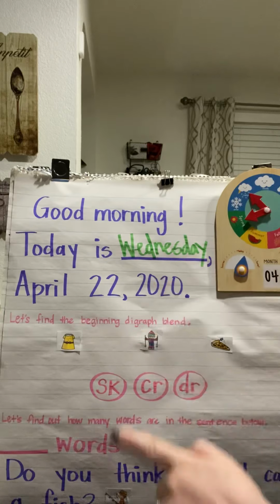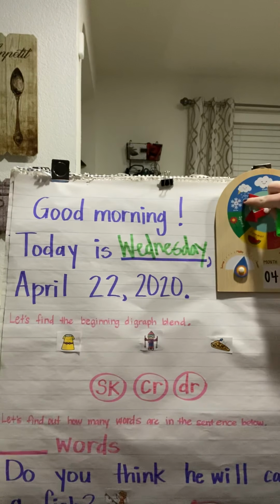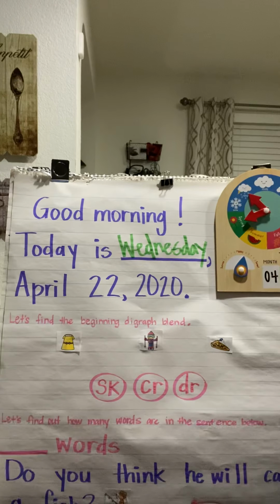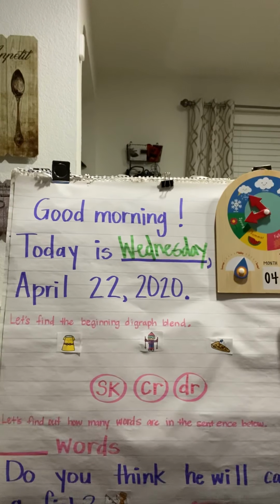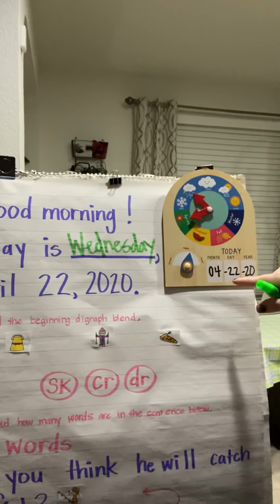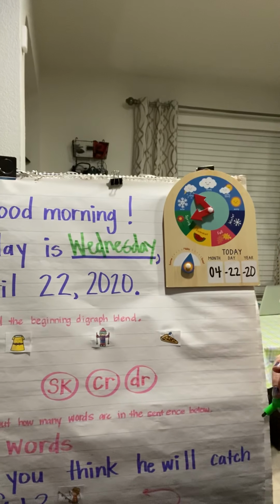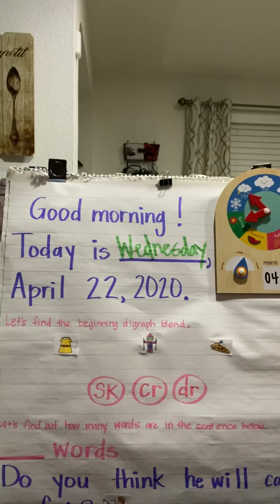And I already told you guys that it is going to be a very rainy day today. So that's why we have our cloud with rain and lightning coming out of it. We are still in the season of spring, and we know that our digital date is 4-22-20, right? We've learned how to do that at school. So let's take a look at our first skill.